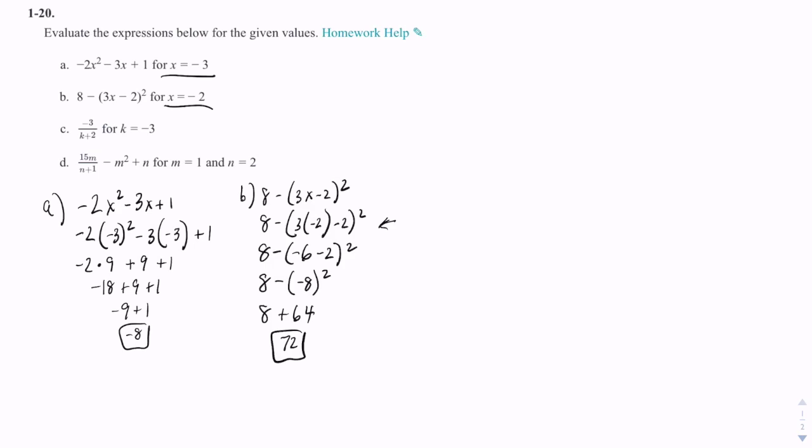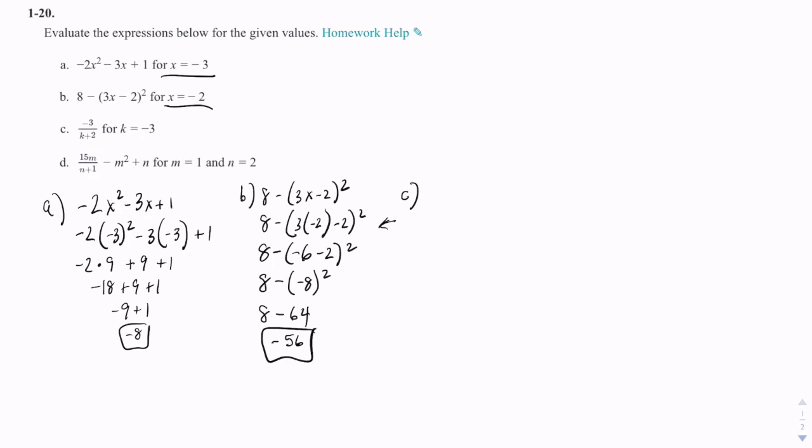Okay, so let's fix this. Good thing I'm checking. So I have 8 minus, now negative 8 squared is 64, but I have 8 minus 64, right? And 8 minus 64 is negative 56. Okay, so everybody makes mistakes, but let's just correct them when we do.